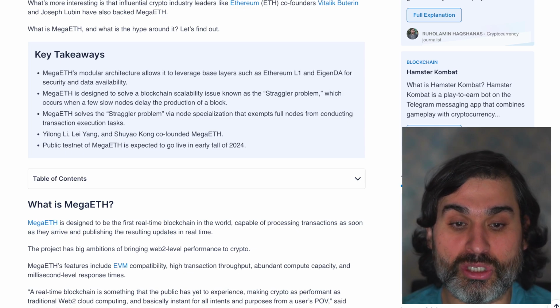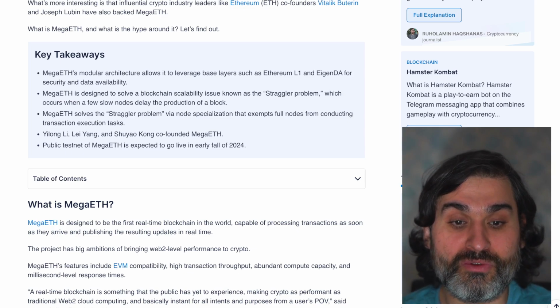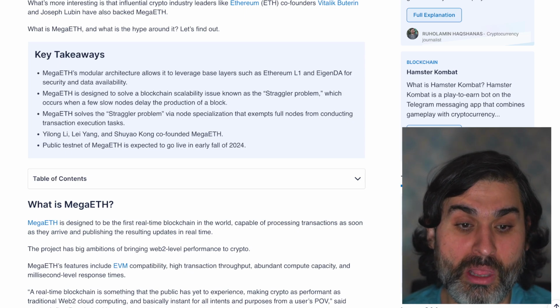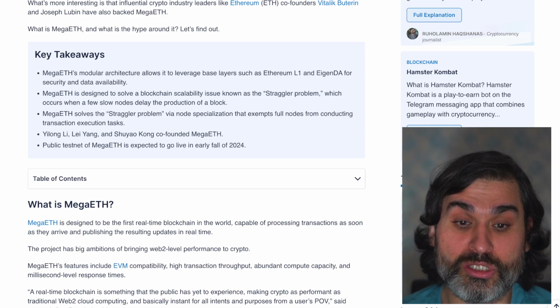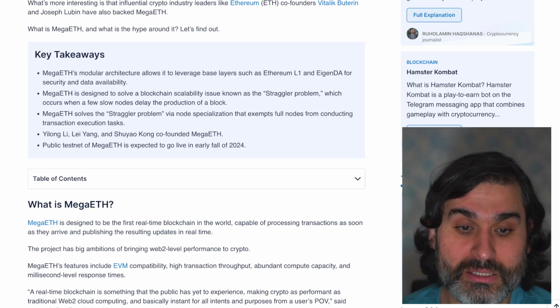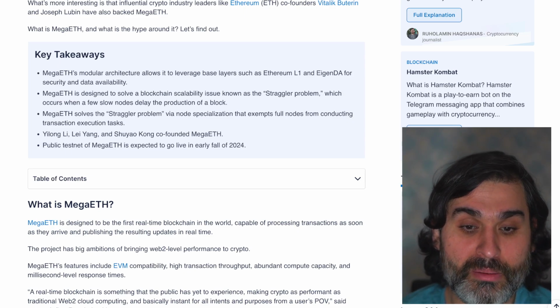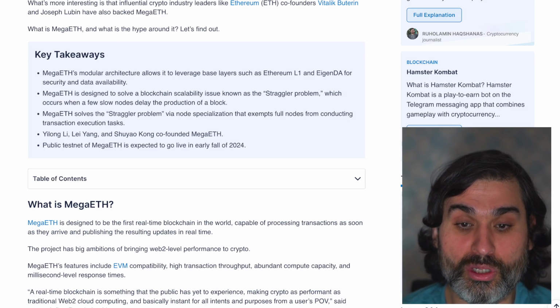megaETH is designed to solve a blockchain scalability issue known as the straggler problem, which occurs when a few slow nodes delay the production of a block. megaETH solves the straggler problem via node specialization that exempts full nodes from conducting transaction execution tasks. And then there's the people who co-founded it, and the public testnet will go live in fall 2024.